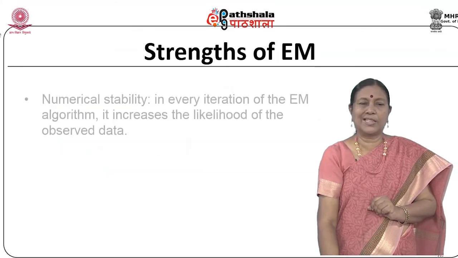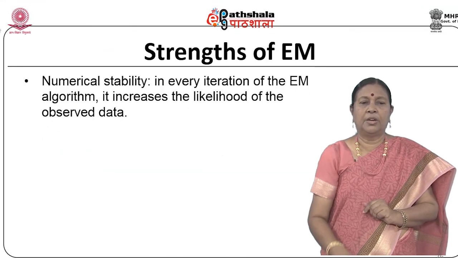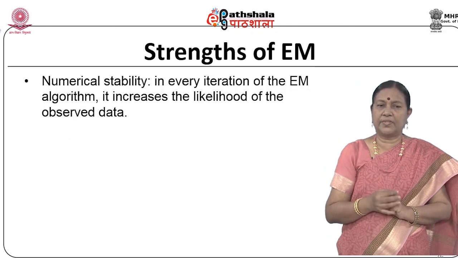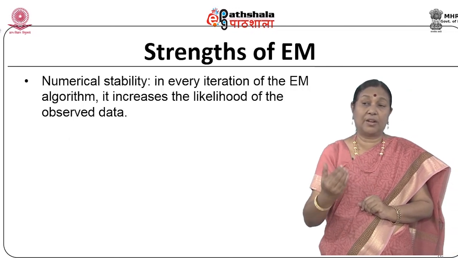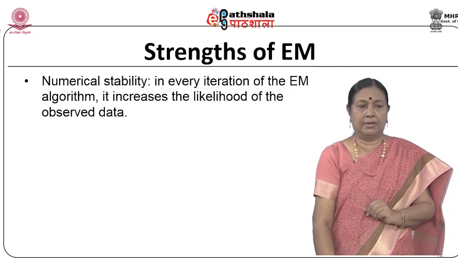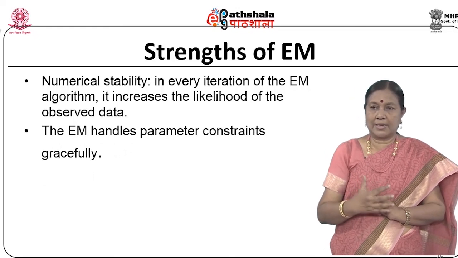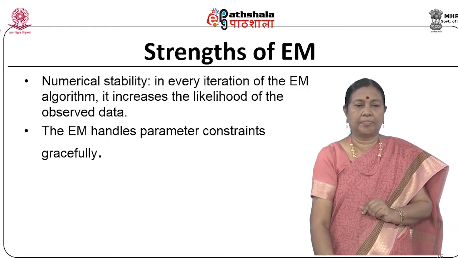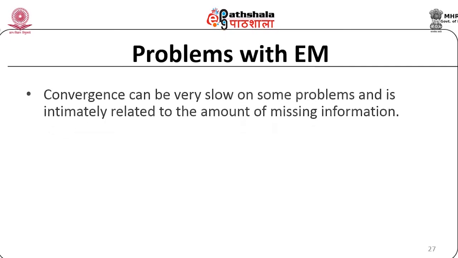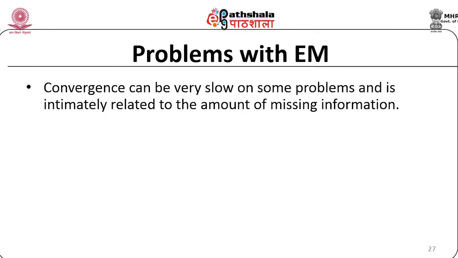Okay. So, what are the strengths of EM? Numerical stability. In every iteration of the EM algorithm, it increases the likelihood of the observed data. So, that is the stability. It handles the parameter constraints quite gracefully. The problem with EM is that convergence can be very slow on some problems and is intimately related to the amount of missing information. The more the missing information, the more the time for convergence.